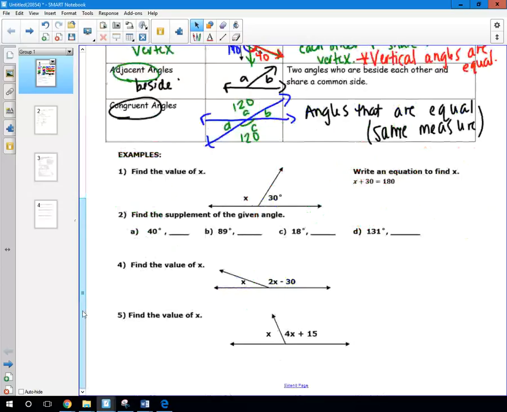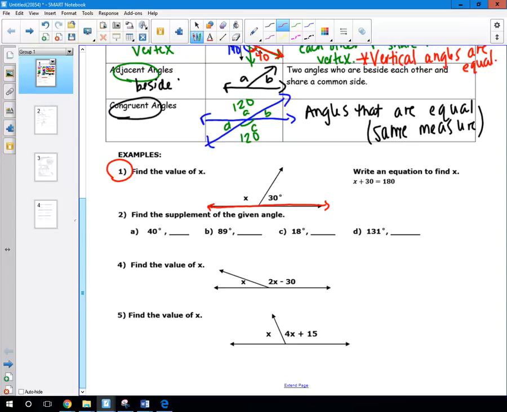Okay? So if you look, I'm not going to finish this one, but I'll just kind of get you to look at number 1. Okay? It says find the value of x. So if you look, what do you notice, that those 2 angles, angle x and angle 30, are on top of a straight line? And what do we know a straight line measures?